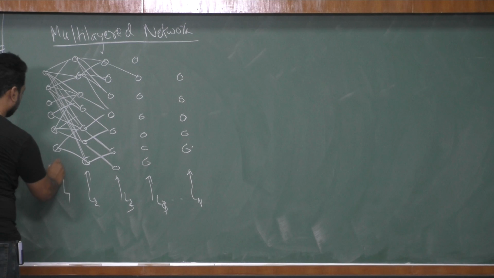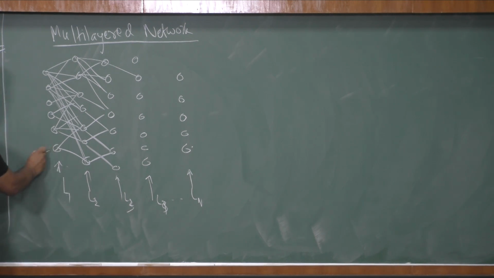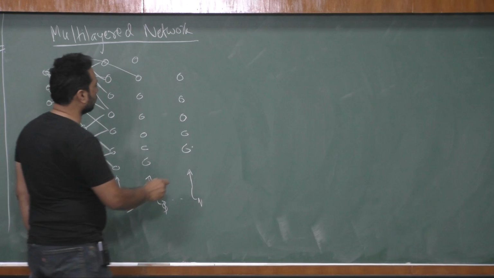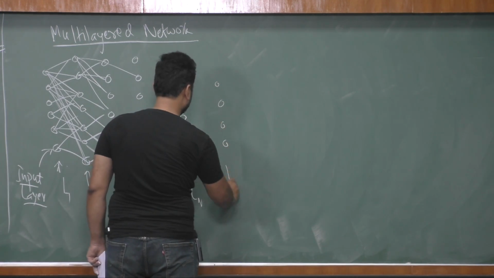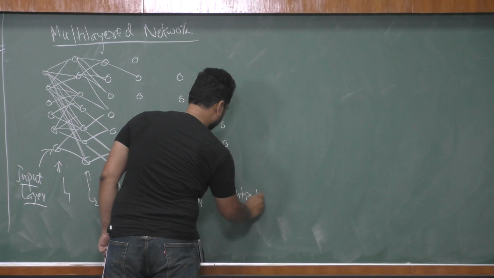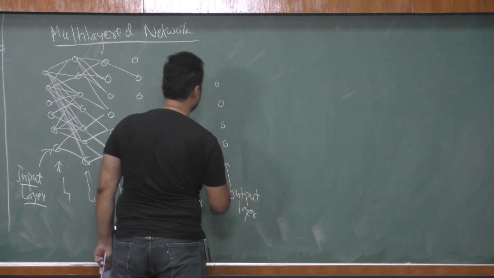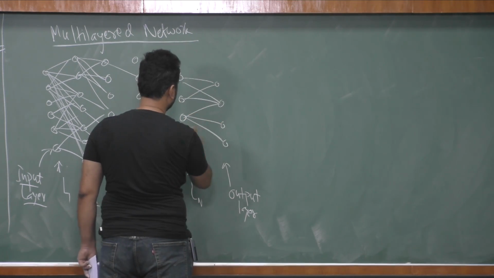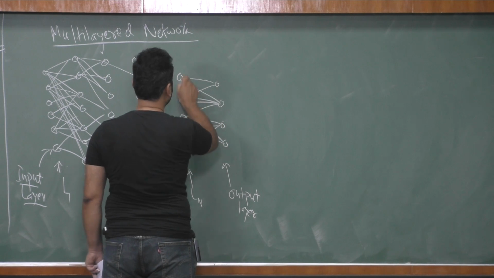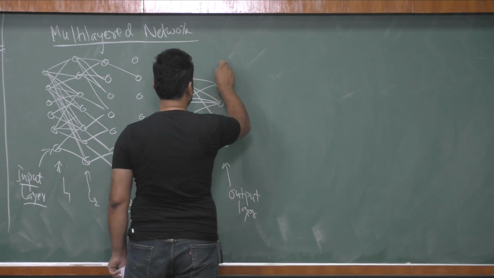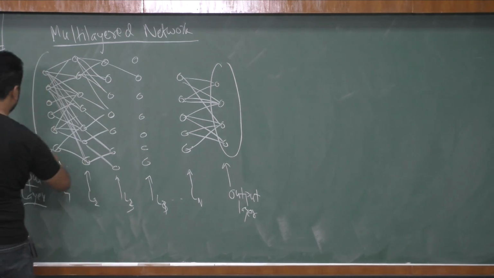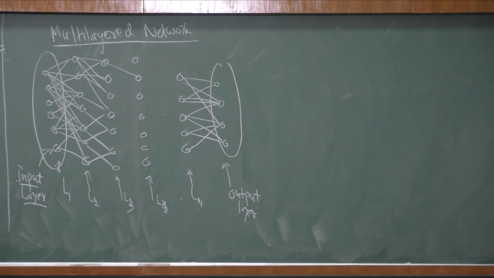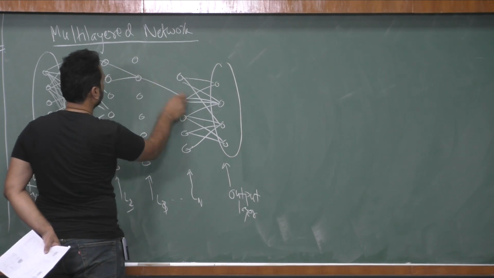So layer 1 will be the input layer basically, because it has nothing to do, it's just the input data. And then we have an output like this, and this is the output layer. Here we have the outputs like this. So this is our output layer, and this is our input layer, and we have all the connections between them.